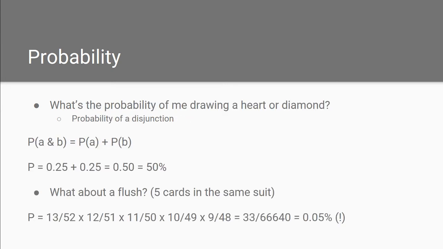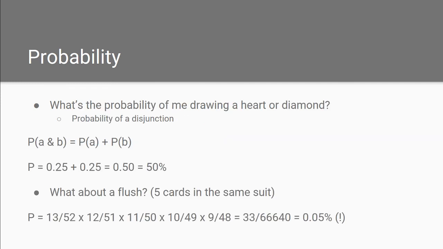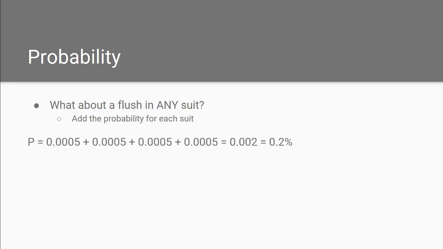Let's ask this question: what about a flush in any suit? What we're going to do is add the probability for each suit. We've already established 0.05%, or 0.0005, and you're going to add that for each suit, which gives the probability of getting a flush in any suit: 0.2%.